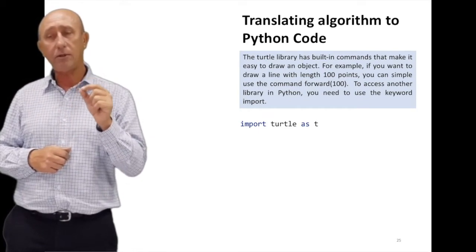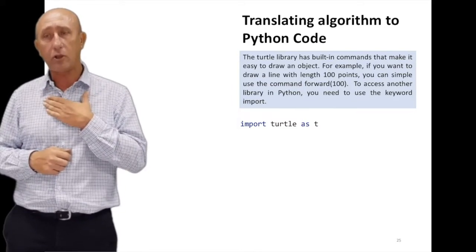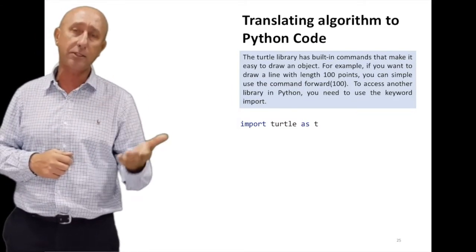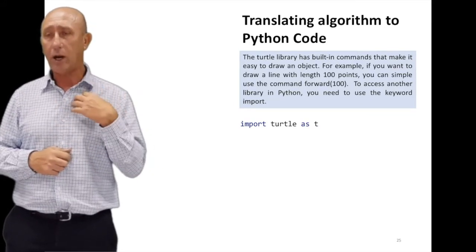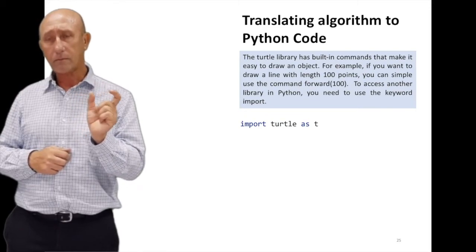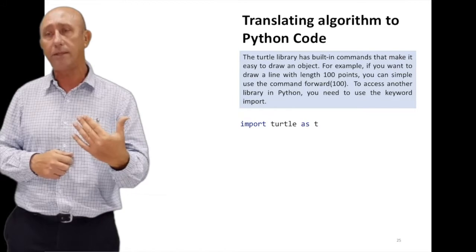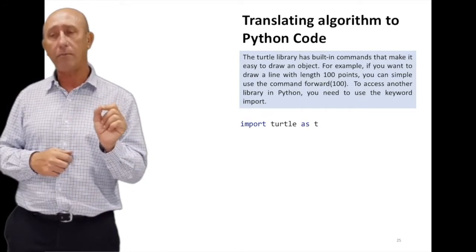So I'm going to say as T. T is my own name. I give it a name. It could be T, it could be a P, it could be X, it could be Y, whatever you want to call it. So I said, I'm going to define this library. I'm going to include this library, and I'm going to give it my own name so I can use it in my program easily. So I'm going to give it a name called T.